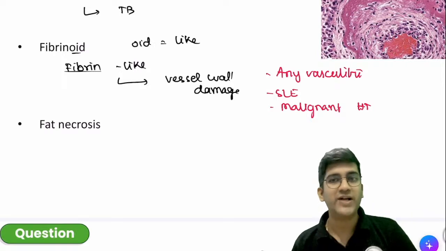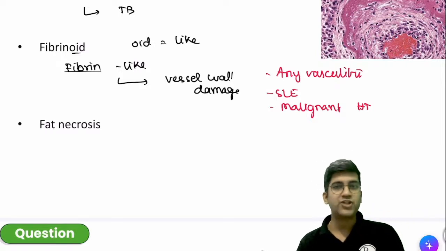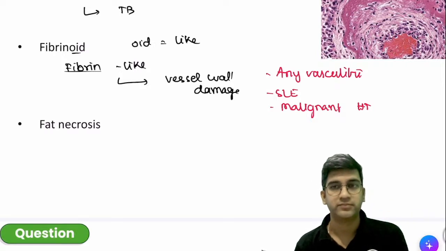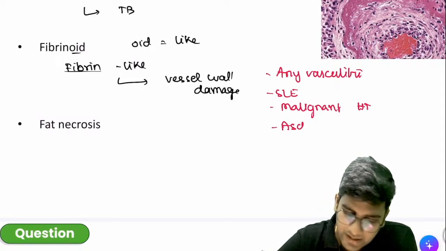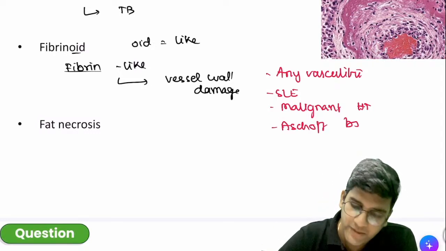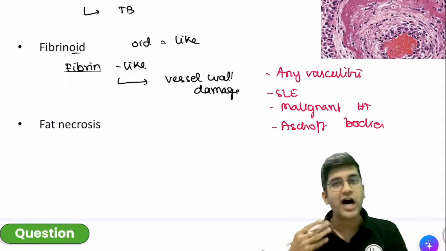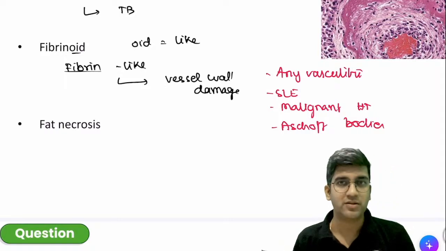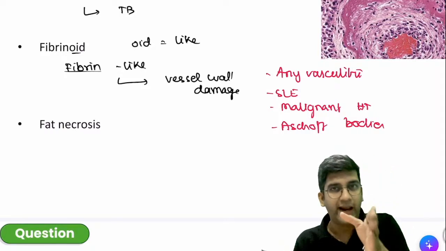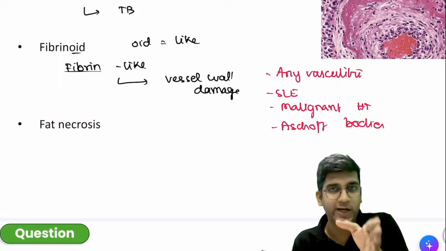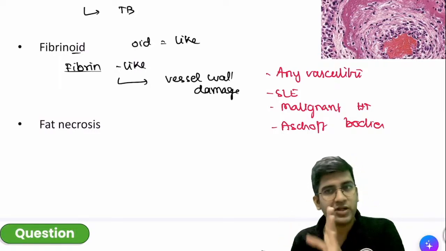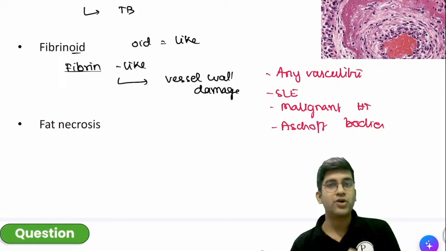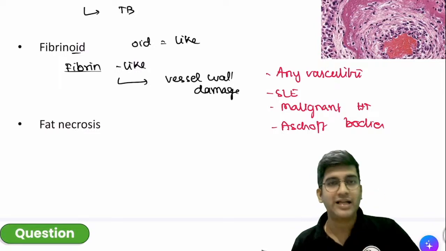Aschoff bodies, where do you see them? Aschoff bodies. Rheumatic heart disease, right? In Aschoff bodies also I will see fibrinoid necrosis because the heart is considered to be the biggest vessel. Vessel has tunica intima, tunica media, tunica adventitia; heart has endocardium, myocardium, pericardium. Same, right? So the heart is considered to be the biggest vessel, so it will have that, fine.